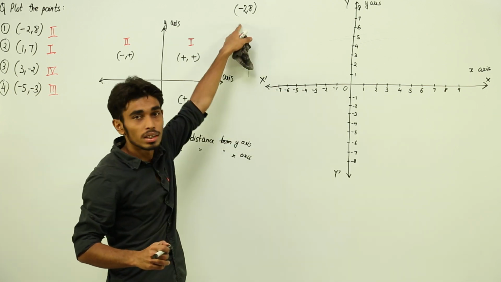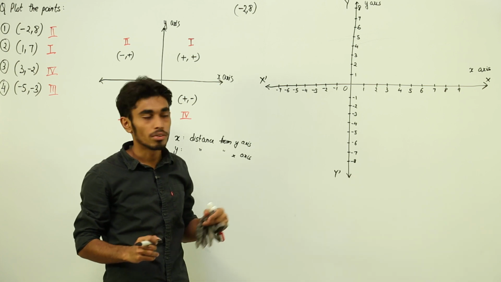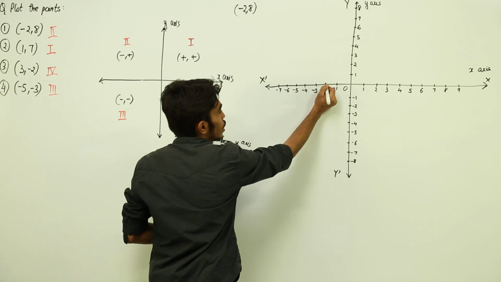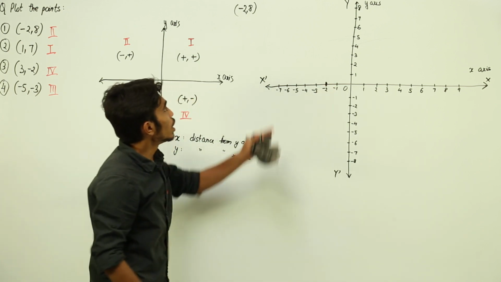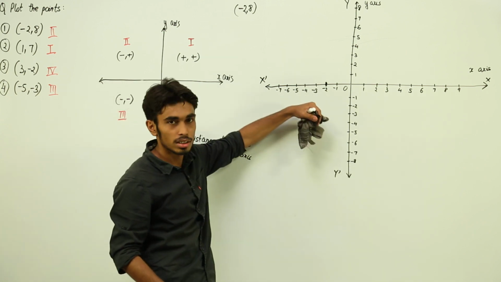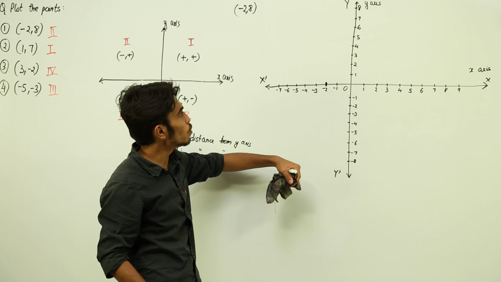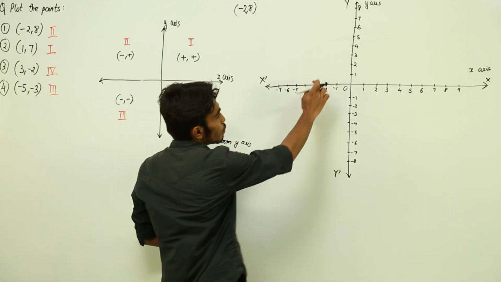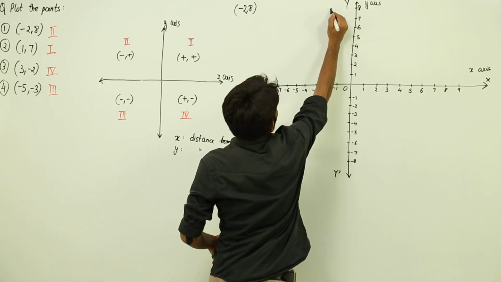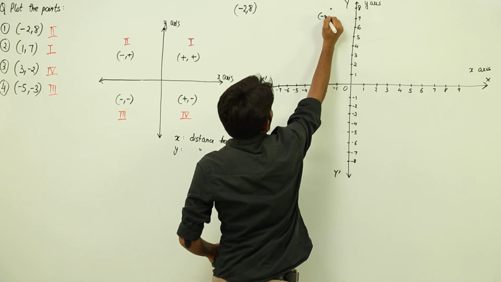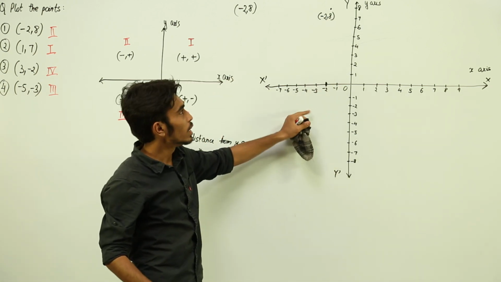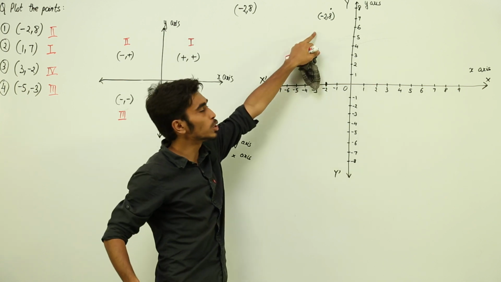Now minus means that we need to move in the left direction, right? So this is -1, this is -2, so we have landed on -2. Now 8 means distance from the x-axis. Because 8 is positive, we move upward. So this is 1, this is 2, we go till 8. So this point corresponds to (-2, 8). We moved -2 to the left and 8 upward.